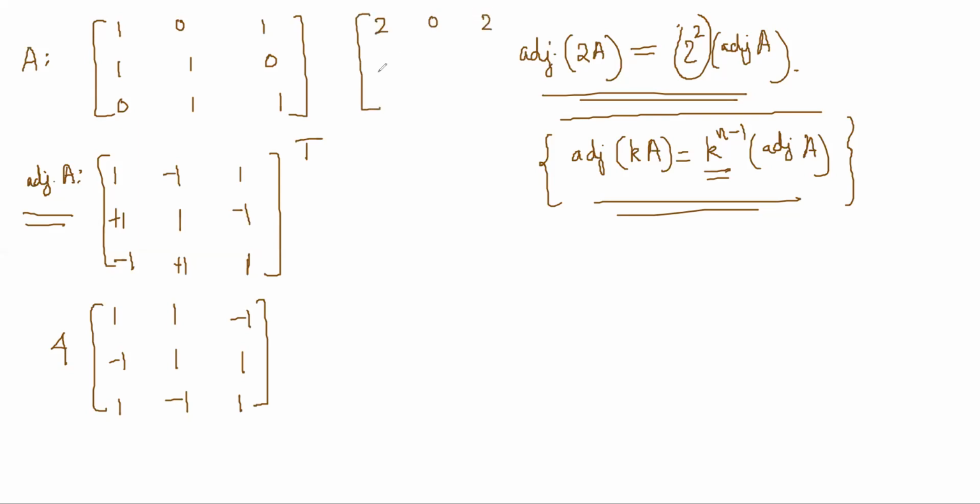If it's a 3 by 3 matrix, then n is 2? So what is n in that thing? N is the order of the matrix. N is 3, since it is 3 by 3. N minus 1 is 2.